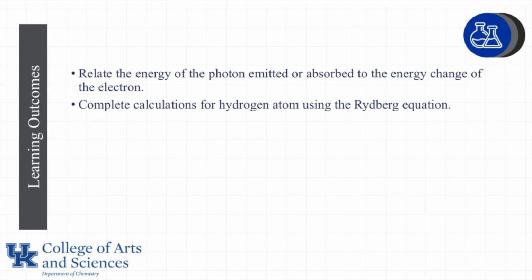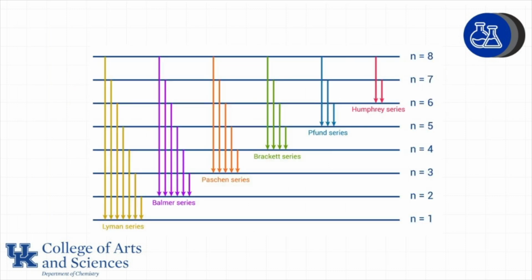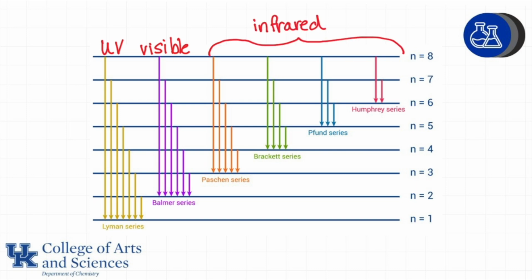In this lesson, we're going to look at the calculations associated with those transitions in hydrogen atoms. This diagram shows all of the transitions that can occur in a hydrogen atom. The Lyman series is in the UV or ultraviolet region. The Balmer series is in the visible region, so this is what we can see with the naked eye. And the remaining are in the infrared region, so lower in energy.